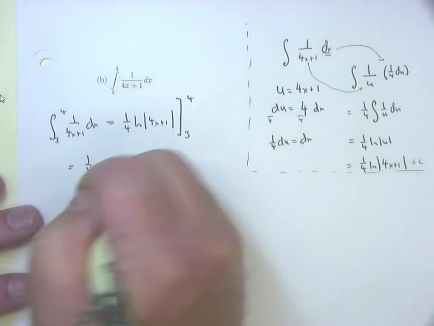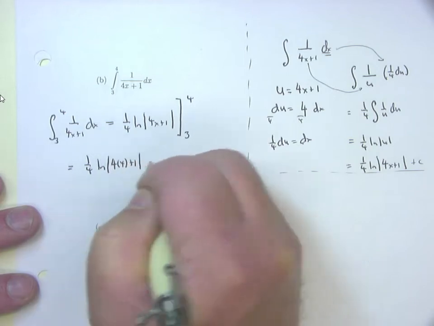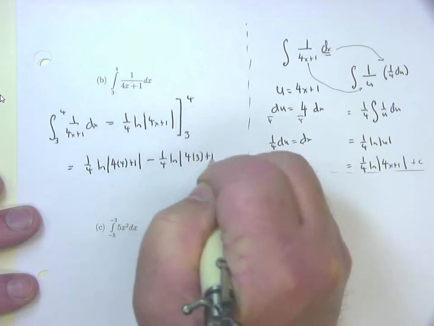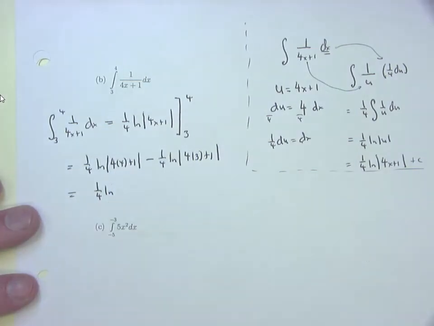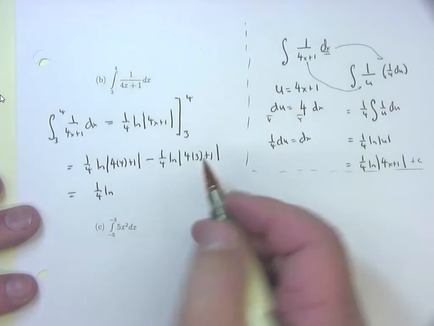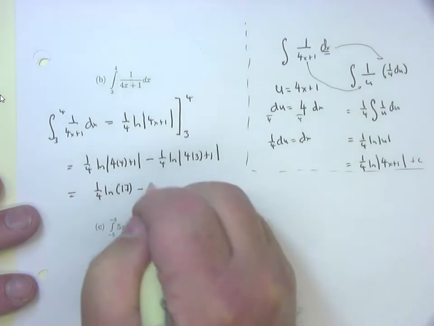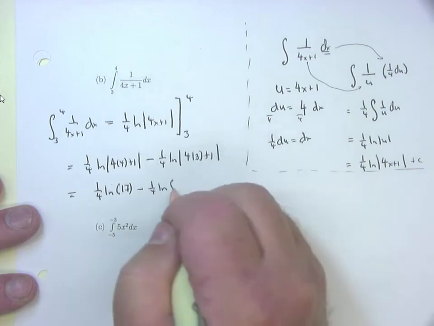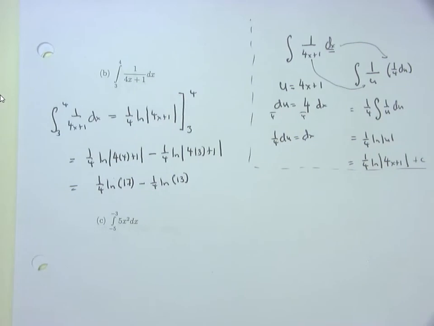This is equal to 1/4 times the natural log of the absolute value of 4 times 4 plus 1, minus 1/4 the natural log of the absolute value of 4 times 3 plus 1. Now 4 times 4 is 16, plus 1 is 17. It's already positive, so you can just drop the absolute value. 4 times 3 is 12, plus 1 is 13. So the answer is 1/4 natural log of 17 minus 1/4 the natural log of 13.